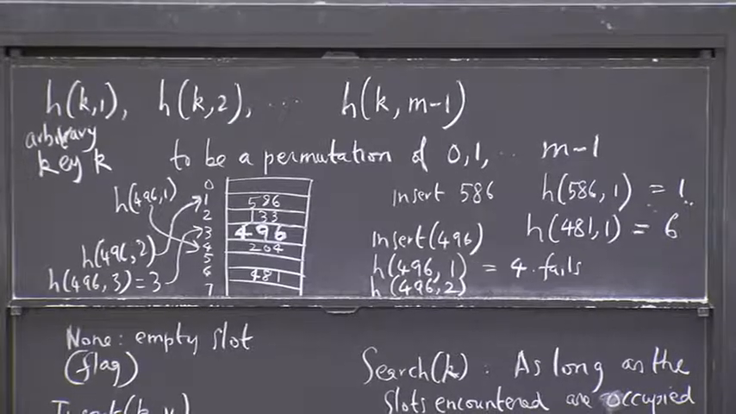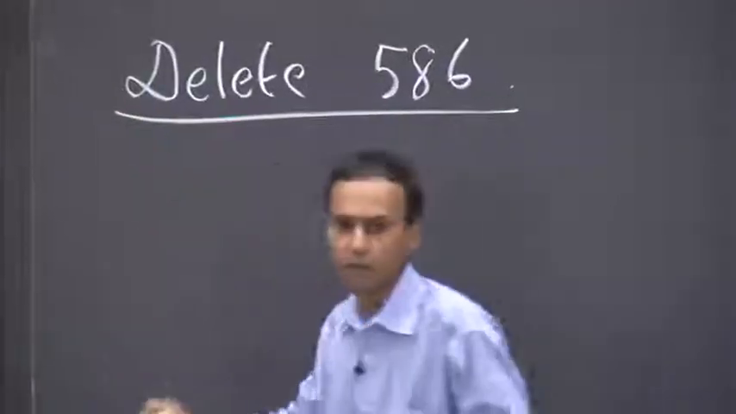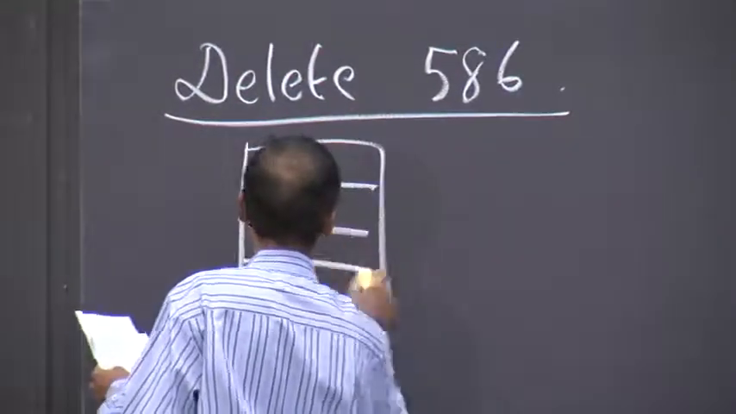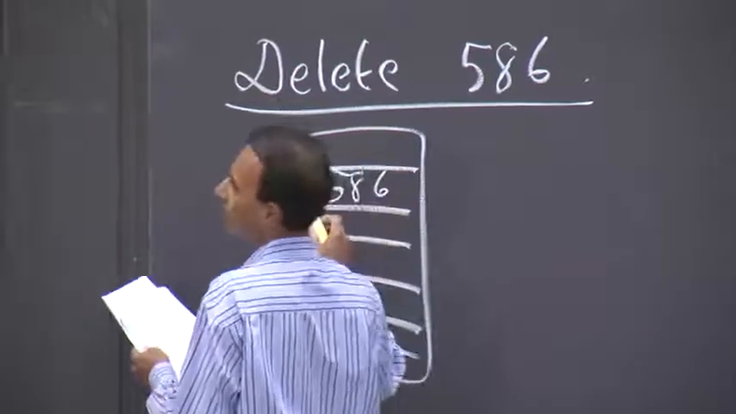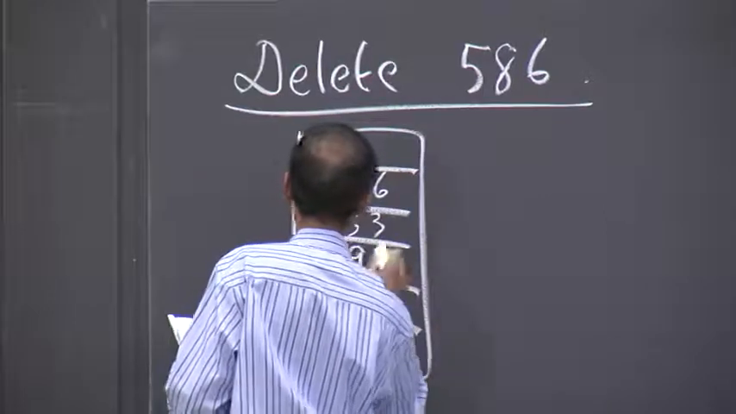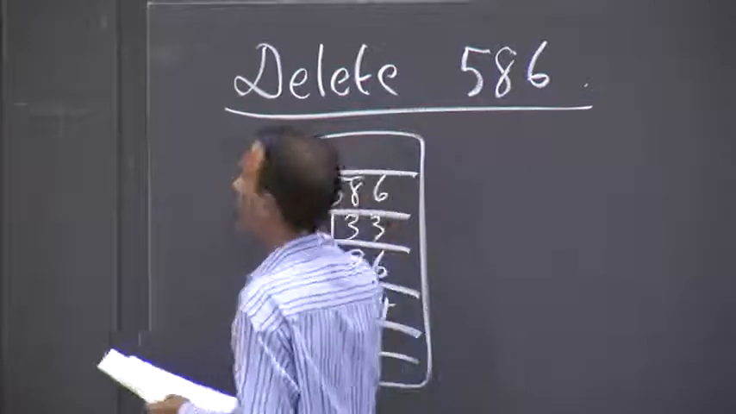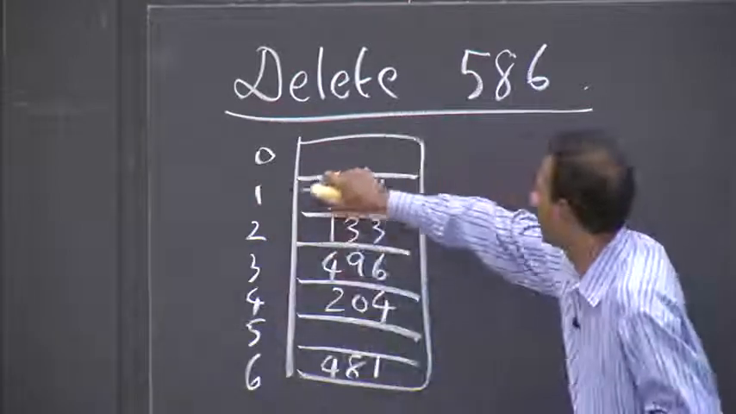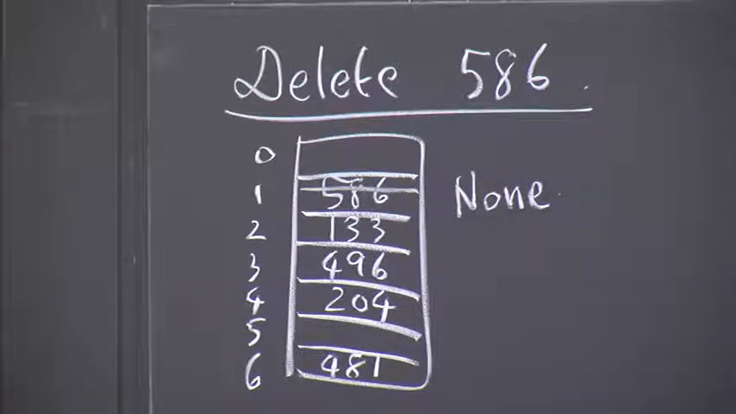Then I delete 586 from the table. I delete 586 from the table. So let's just say that what I end up doing, I have 586, 133, 496, and then I have 204, and then a 481, and this is 0, 1, 2, etc. So I'm deleting 586, and let's say I replace it with none. Okay? Let's just say I replace it with none.